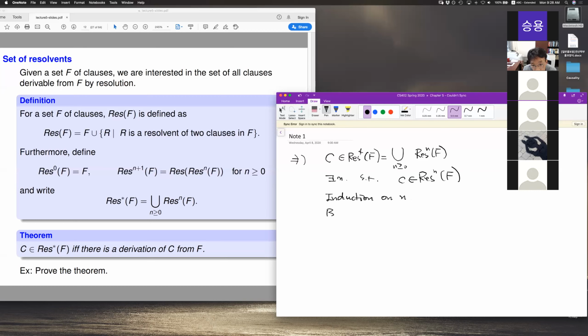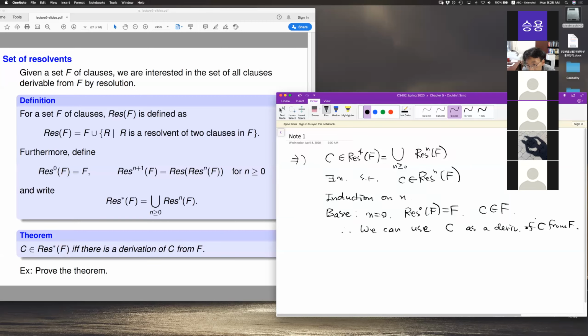So the base case: if n is equal to 0, in that case res 0 of F is the same as F. So that means C should belong to F. Then there is a resolution derivation of C in the system, which in this case is just the singleton sequence of C as a derivation of C from F. Because the only conditions about a derivation are that the last element should be equal to our conclusion, which is the case here, and every step should be either an assumption or obtainable from the resolution proof rule. And here C is an assumption, so that's no problem at all. So that's our base case.